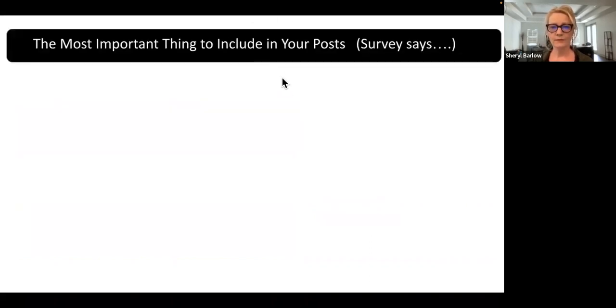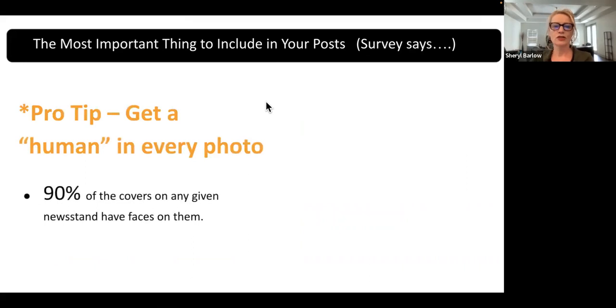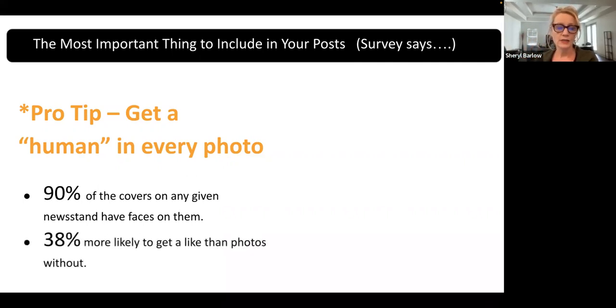And the most important thing to include on your posts, survey says, pro tip, get a human in every photo. There's something deeply psychological about us seeing another face. That's why 90% of the covers on any given newsstand have a face on them, if you think about a magazine cover. And in social media, a post with a photo of a face in it is 38% more likely to get likes and engagement than one without. So just kind of think about that.